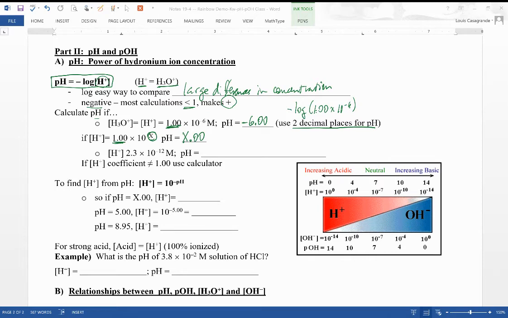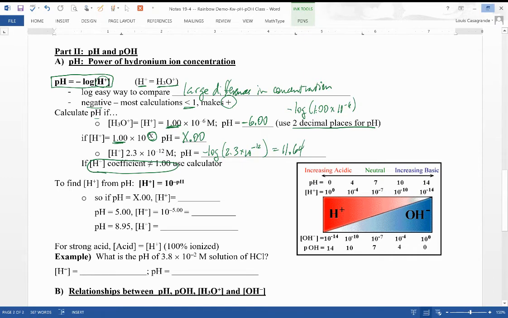However, you're not always going to have 1.0s. If your H plus coefficient is anything other than 1, you've got to use your calculator. So for this second example, we're going to take the negative log in your calculator of 2.3 times 10 to the negative 12. By the way, this is log base 10. Make sure you're not using natural log. You're going to get some weird results if you use natural log. And that's going to equal 11.64. And there's our two decimal places.